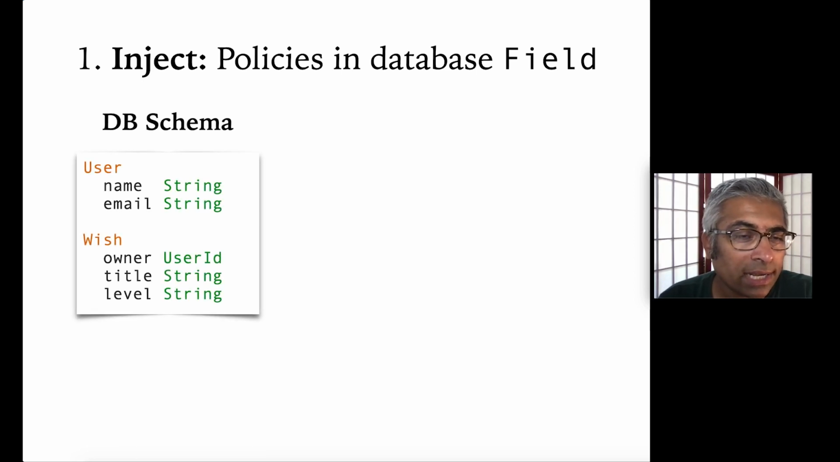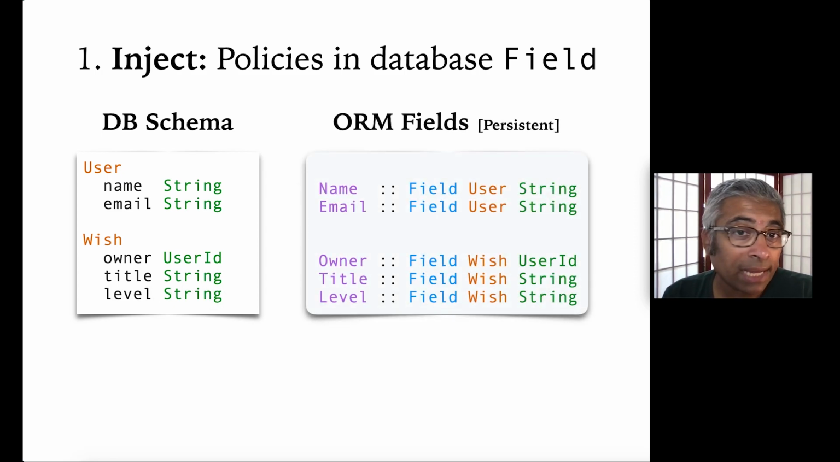First of all, recall that the way that we specify the database schema was we specify individual tables like user and wish. And for each table, we specify for each row what the different columns or fields are for that row. So the user has a name, which is a string, and an email, which is a string. The wish has an owner, title, and level, which are respectively user ID, string, and string. An ORM like Persistent, Haskell's Persistent, which is widely used, generates field values for each of these elements from the database schema. So name, email, owner, title, and level are all first-class fields.